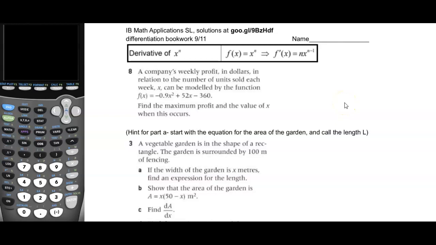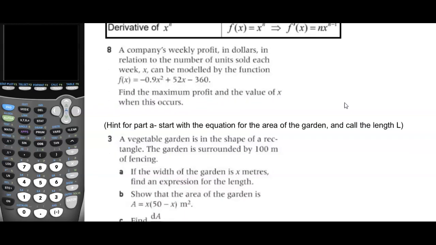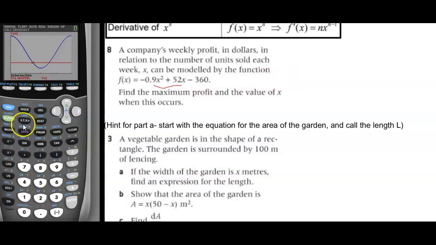Page 9 of differentiation. Number 8. A company's weekly profit in dollars in relation to the number of units sold each week, X, can be modeled by the function f of X equals blah, blah, blah. Yay, business problem. Find the maximum profit and the value of X when this occurs. Okay, this is theoretically a calculus problem.